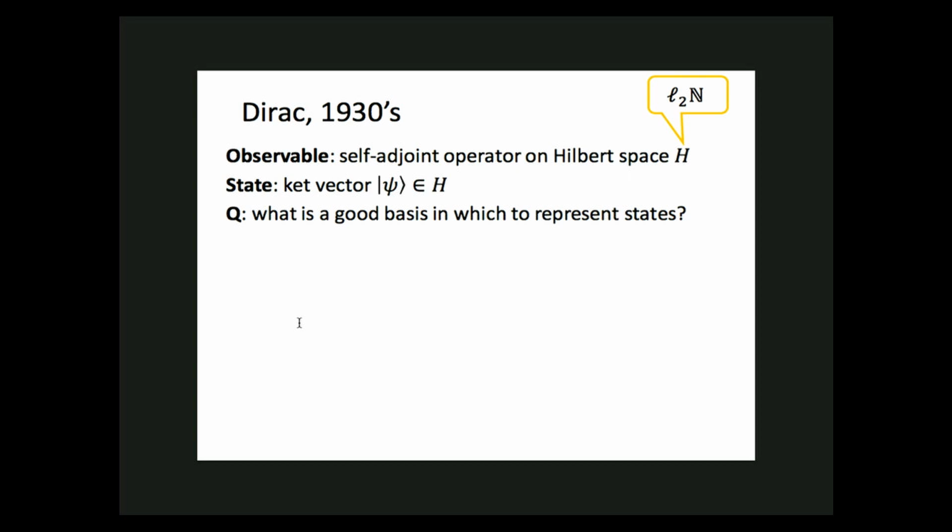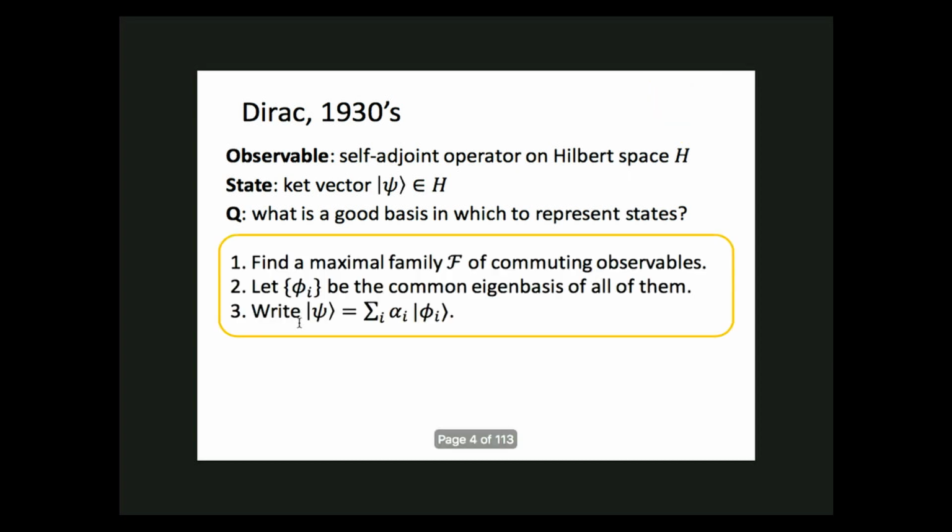So in this framework, the question is, what's a good basis in which to represent the states? The answer to this question depends on what you care about in your quantum system. And Dirac offered a prescription for doing this, which had 3 steps. First, find a family of observables that you care about that are compatible, which means that the operators commute. Physically, that means you can measure them simultaneously, and there's no uncertainty principle, so they have well-defined values simultaneously. So find a maximal family of commuting observables, call this F.